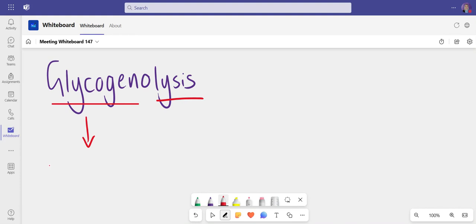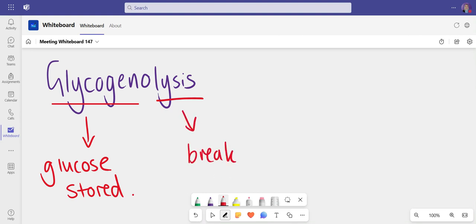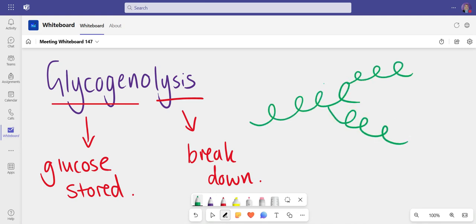So we know that glycogen is how glucose is stored. And basically, it's just lots of glucose molecules joined together. Lysis means to break something down. So when we break down glycogen, it's called glycogenolysis. Think about the glycogen molecule, this coiled structure. It's a chain of alpha glucose molecules, and it's got lots of ends. When glycogenolysis happens, we just break a glucose molecule off one of these ends. Then we can use that glucose molecule in respiration to release the energy.